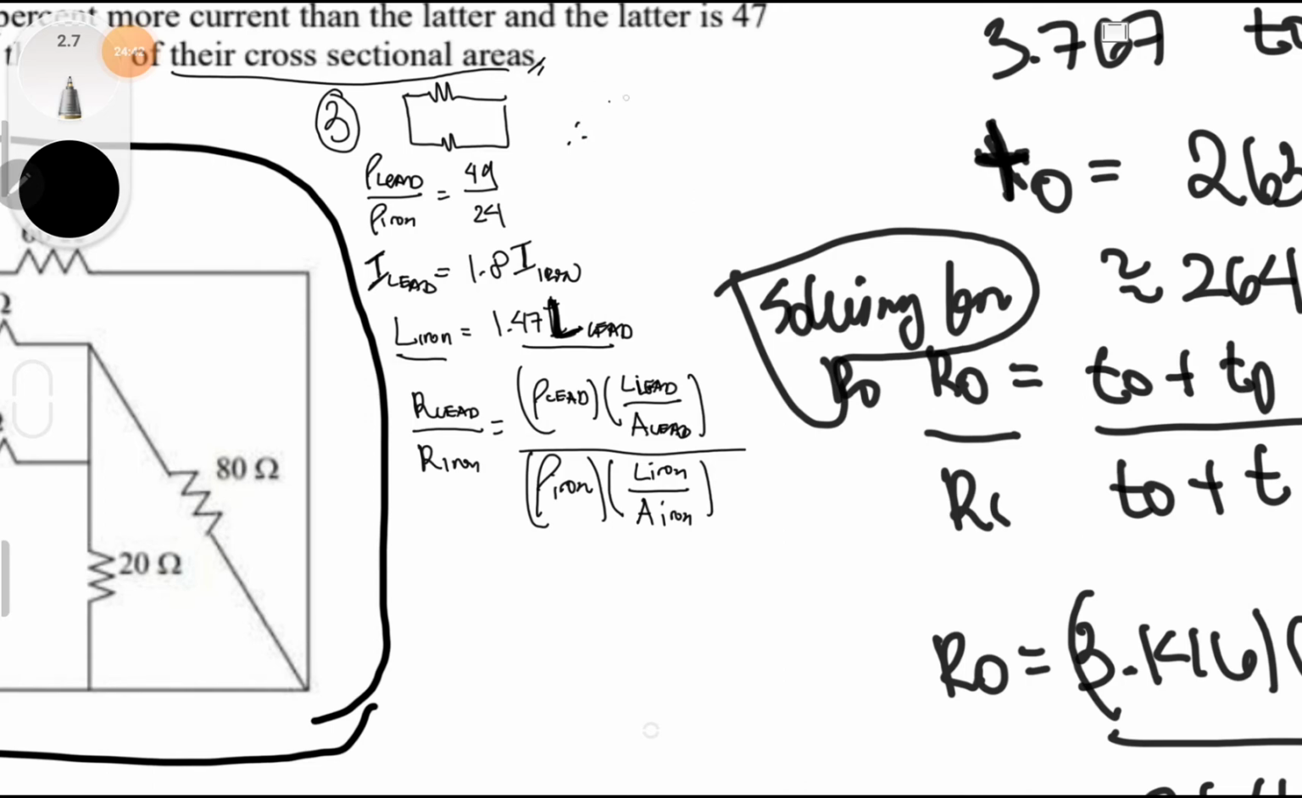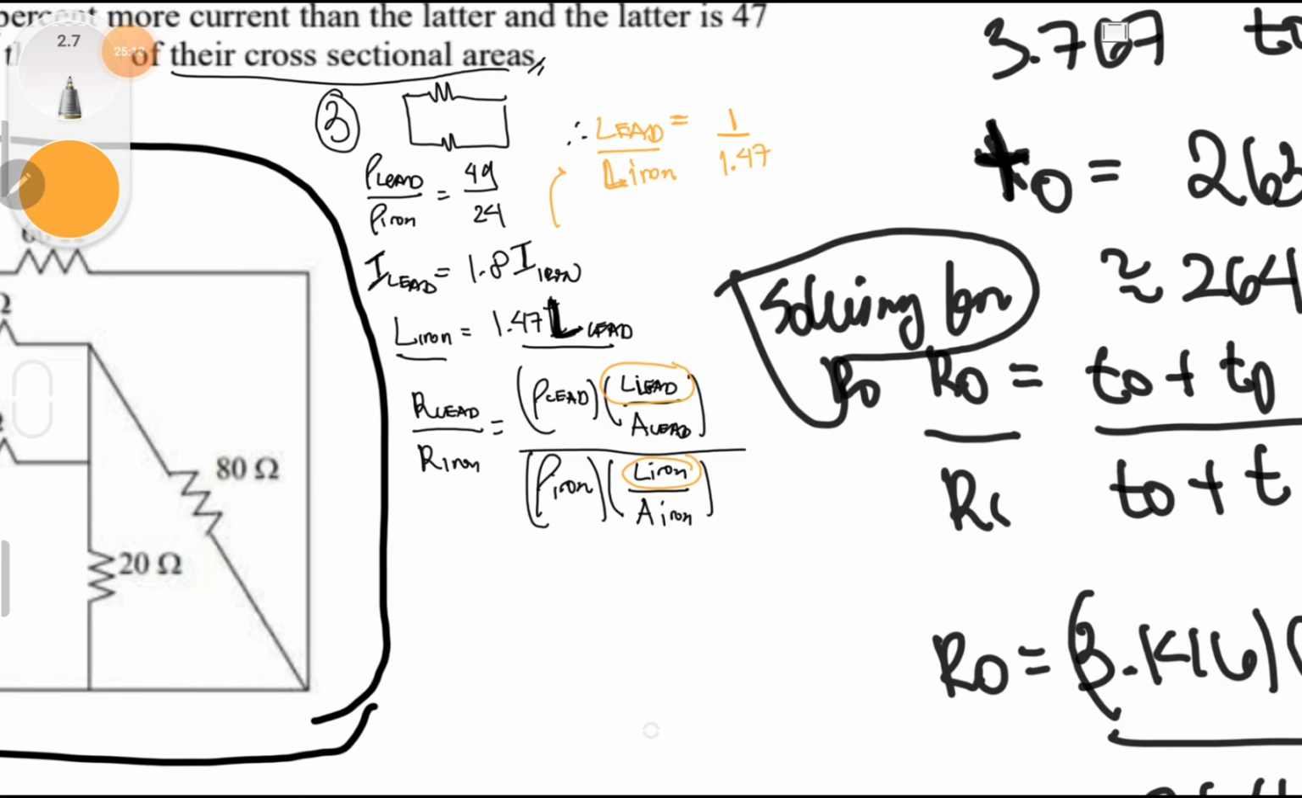Okay, ganito gawin ko. So we have L lead over L iron. So therefore, so another pen. Ayan. So L lead over L iron is equal to 1 over 1.47. Yan. So, bakit ko ginawa yan? Para diretso substitute nilang kasi nandito yung lead natin, nandito yung iron natin, diba?